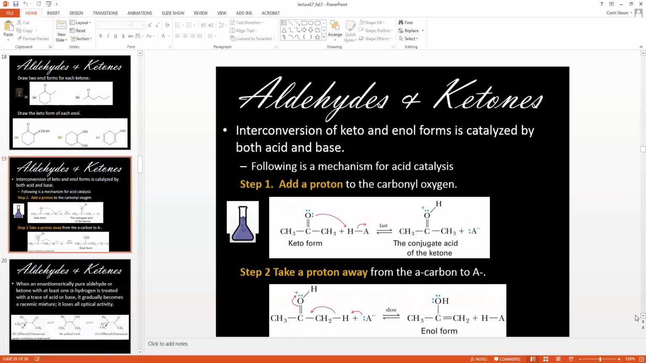When we think about the mechanism for this, the interconversion of keto and enol forms is catalyzed by both acid and base. Following is a mechanism for acid catalysis. The first step is the addition of a proton to the carbonyl oxygen. The second step is to take a proton away from the alpha carbon to form an A- conjugate base. So your conjugate base can take that proton.